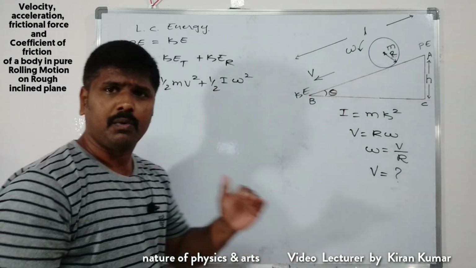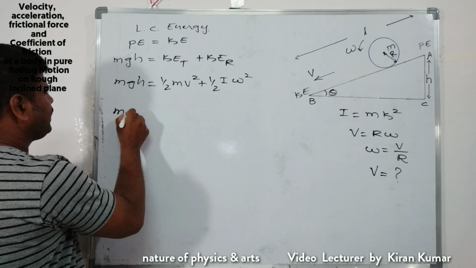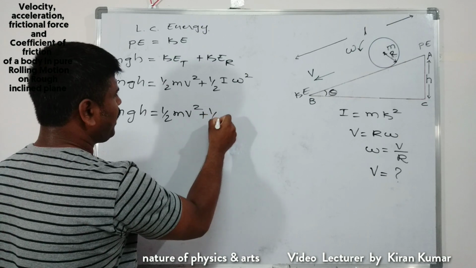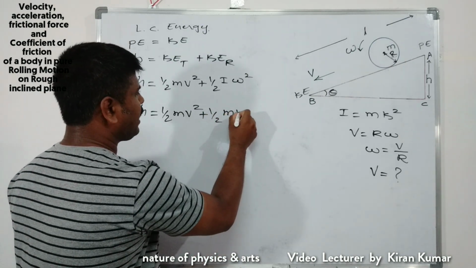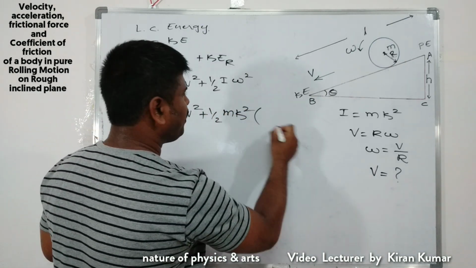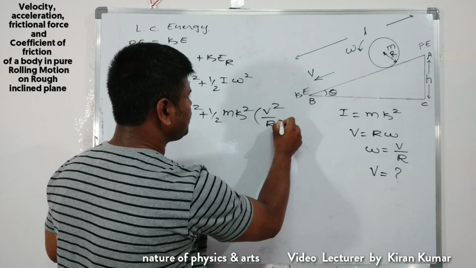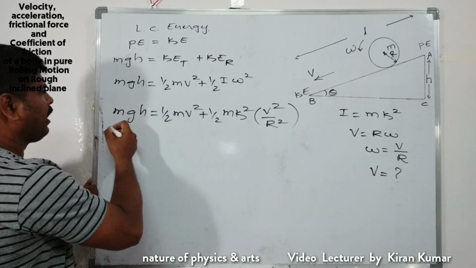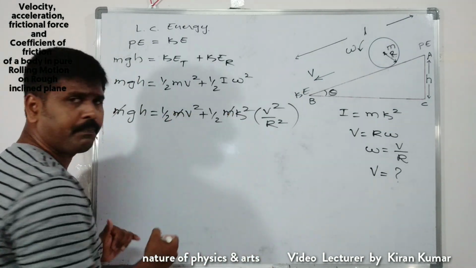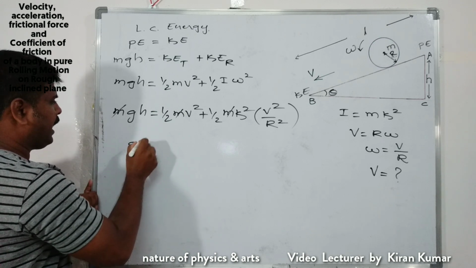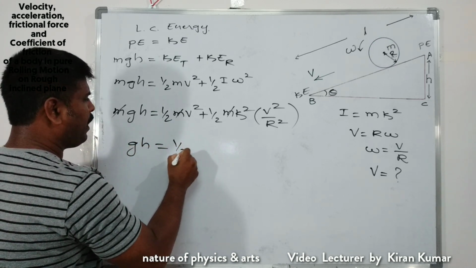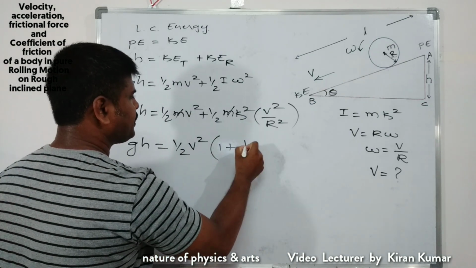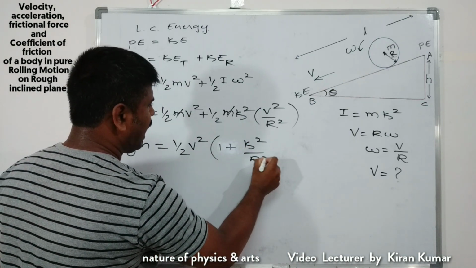So mgh is equal to 1/2 mv² plus 1/2 I ω², where the I value is mk², and the ω value is v divided by r, that is v²/r². Continuing, m is common and cancels. So gh is equal to 1/2 v², with v² common, times (1 plus k²/r²).